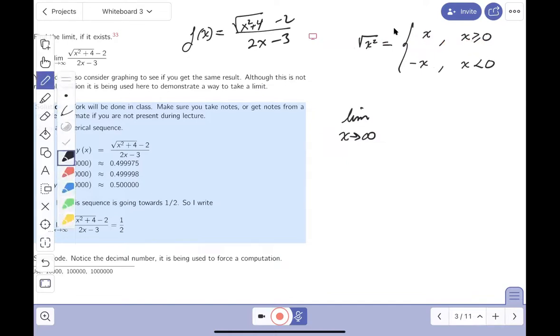So I'm going to circle this for you. We're going to divide the top by this, and we're going to divide the bottom by this. It's the same thing when you're going towards infinity. I'm going to write that down for you.